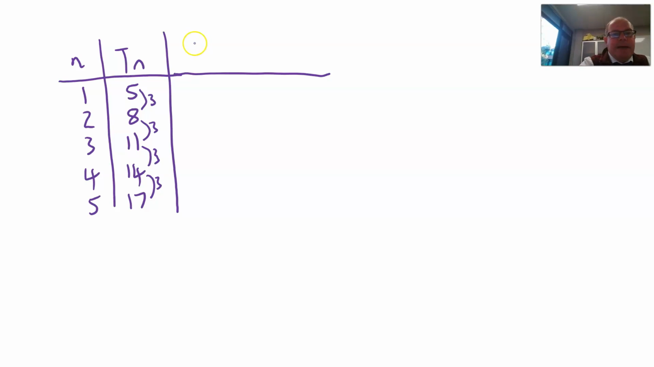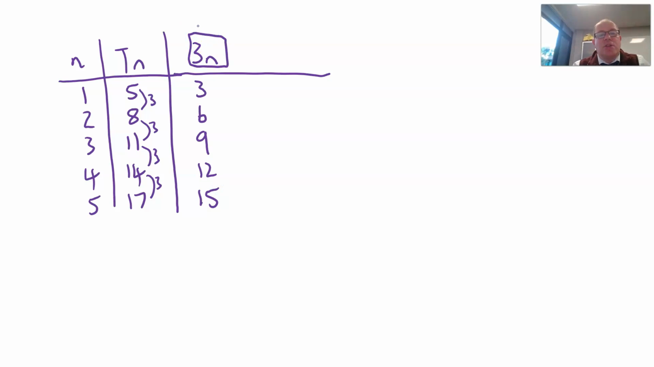So if I write down the 3 times table, which we know is 3n, because when n is 1, my first number is 3 times 1 is 3. When n is 2, 3 times 2 is 6. When n is 3, 3 times 3 is 9. When n is 4, 3 times 4 is 12. And when n is 5, 3 times 5 is 15. So we know that 3n represents the 3 times table.